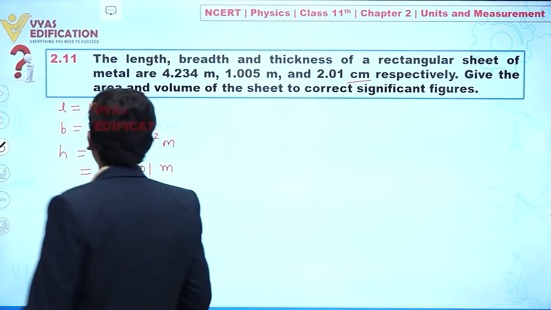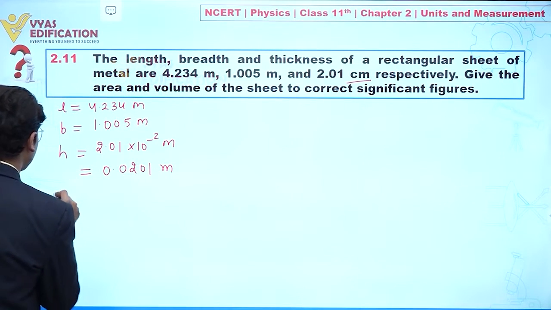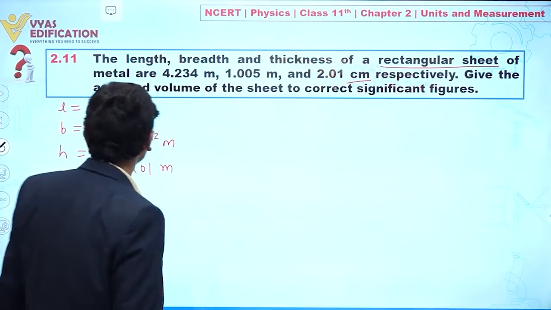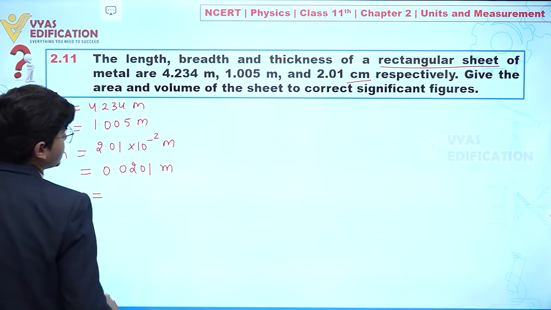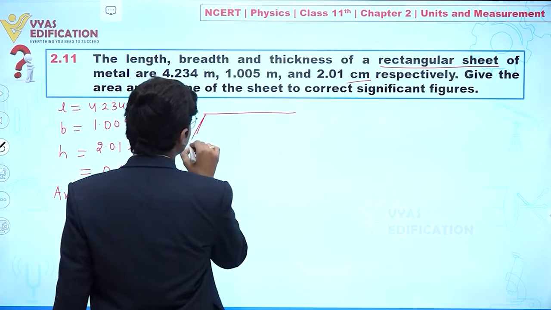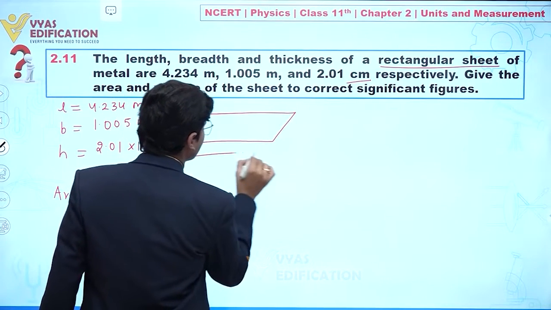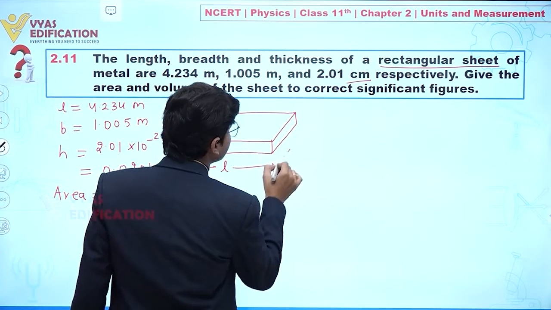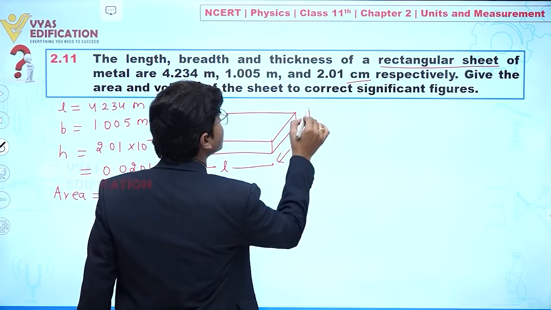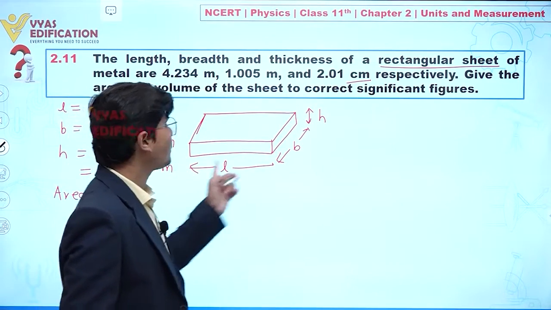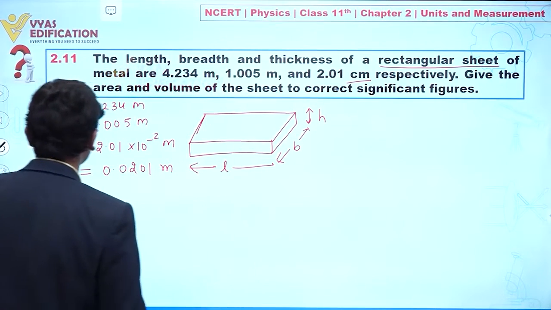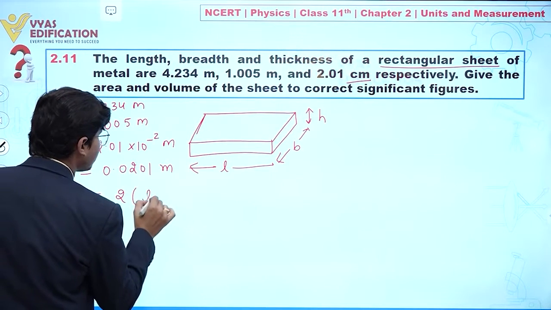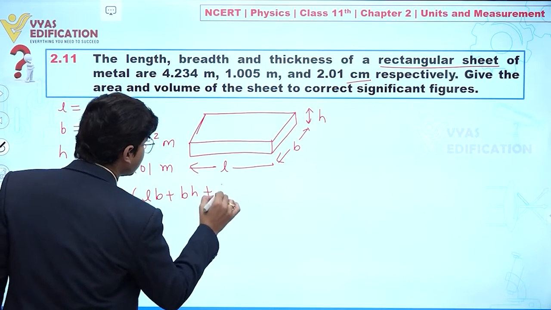Now our objective here is to find the area. So how can we write the area? Actually we are having a rectangular sheet. This is very important. Let's suppose this is the rectangular sheet. In this sheet, the length is L, this value is B, and this value is H. So directly if you find the volume, you can say this is LBH. But what about the area? Area is given by 2 times (LB plus BH plus HL).